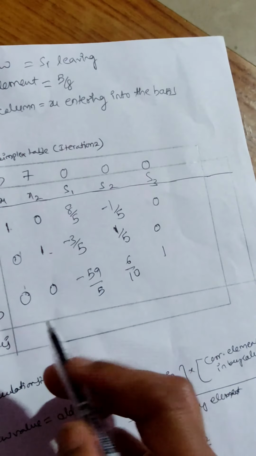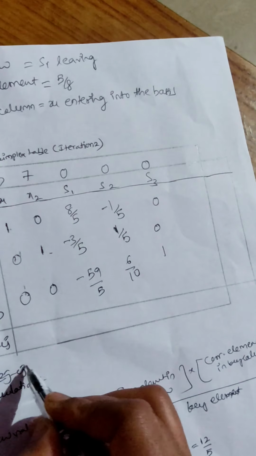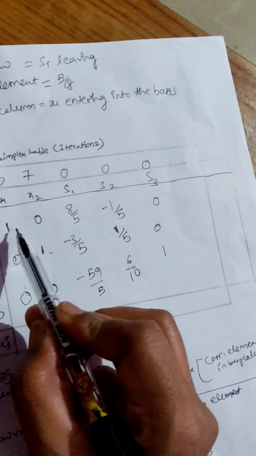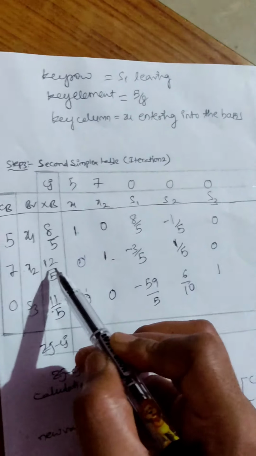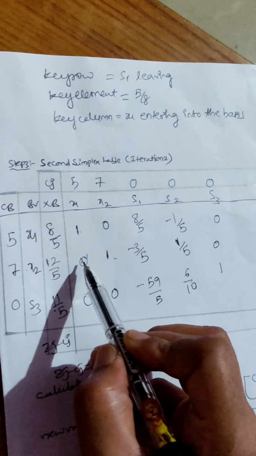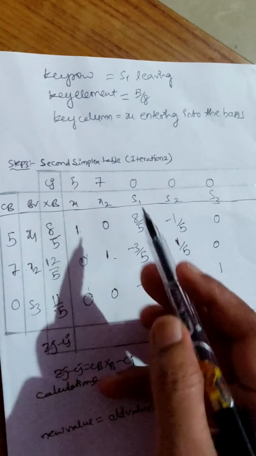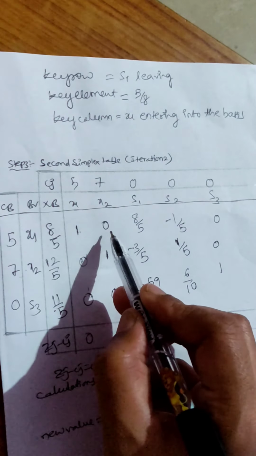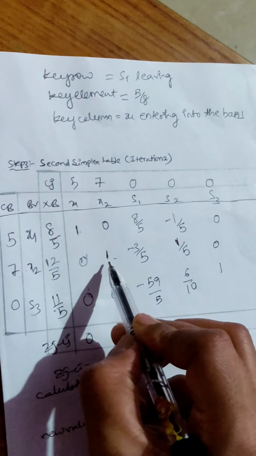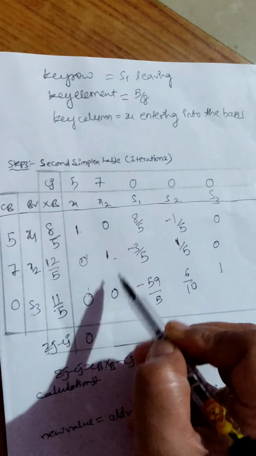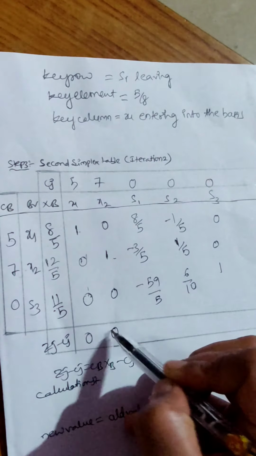Formula for Zj minus Cj, we know that CB into XB minus Cj. 5 into 1 is 5, plus 7 into 0 is 0, plus 0 into 0 is 0, so 5. 5 minus 5 is 0. 5 into 0 is 0, plus 7 into 1 is 7, plus 0 into 0 is 0. 7 plus 0 is 7. 7 minus 7 is 0.